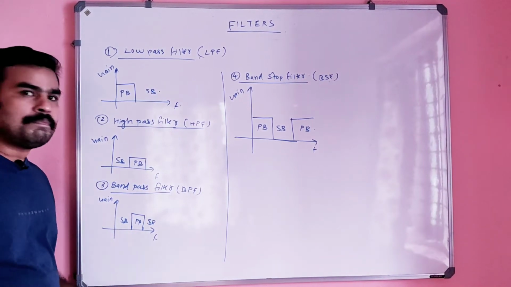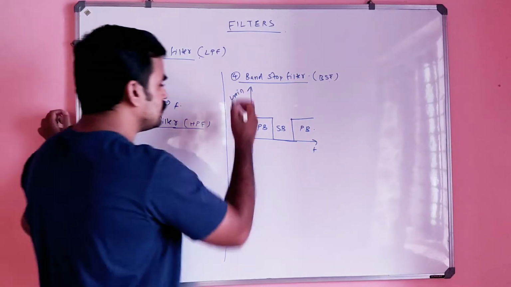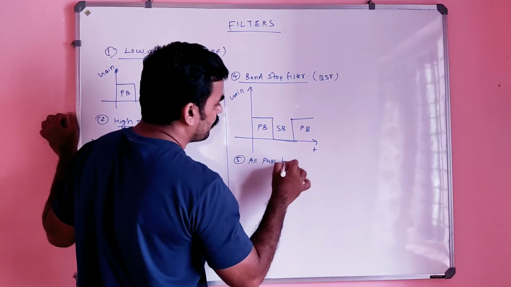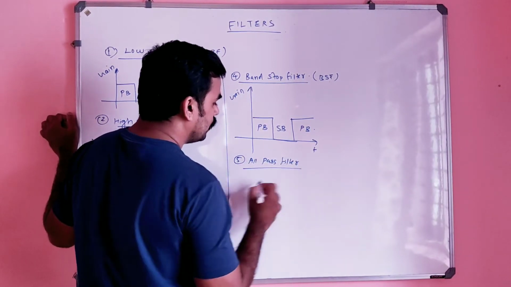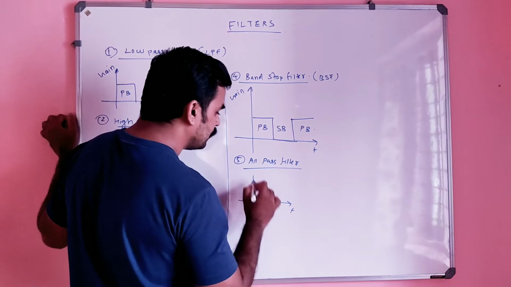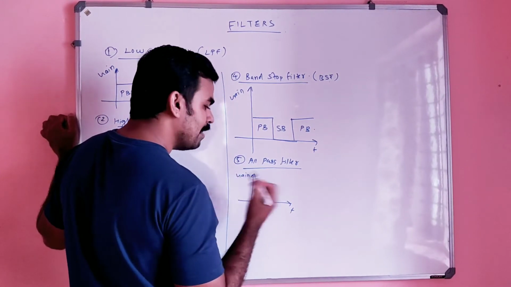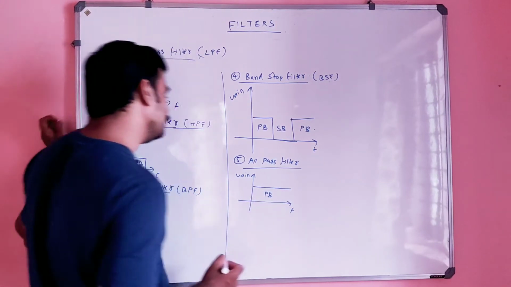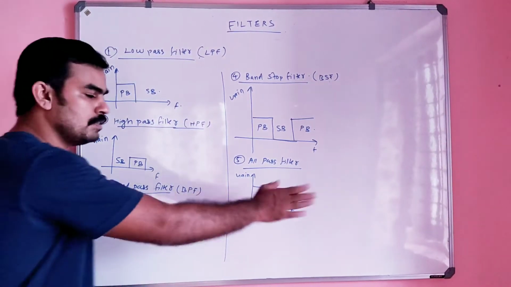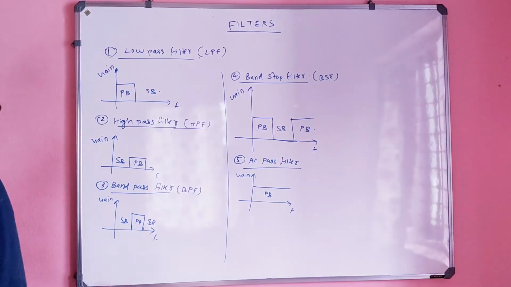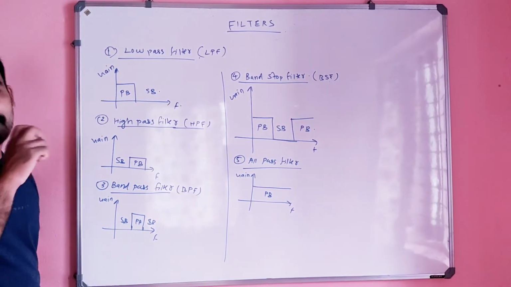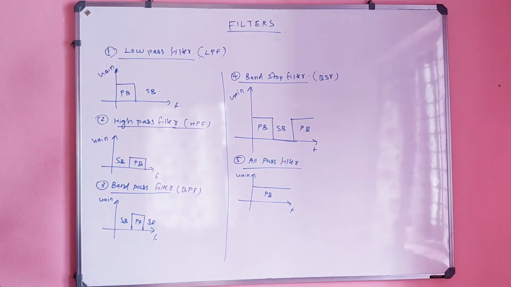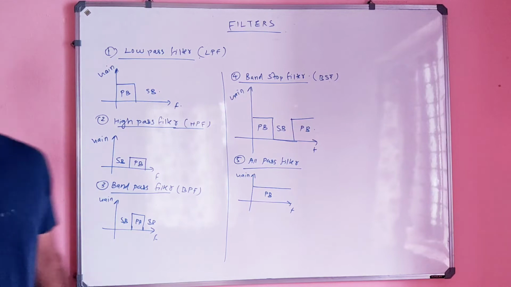Okay, and all pass filters are also there. If you draw the graph of gain against frequency for an all pass filter, it will pass all the frequencies, or the pass band will be all the frequencies. So these are simple graphs showing the different types of frequency filters, and let's discuss in detail one by one. Okay.